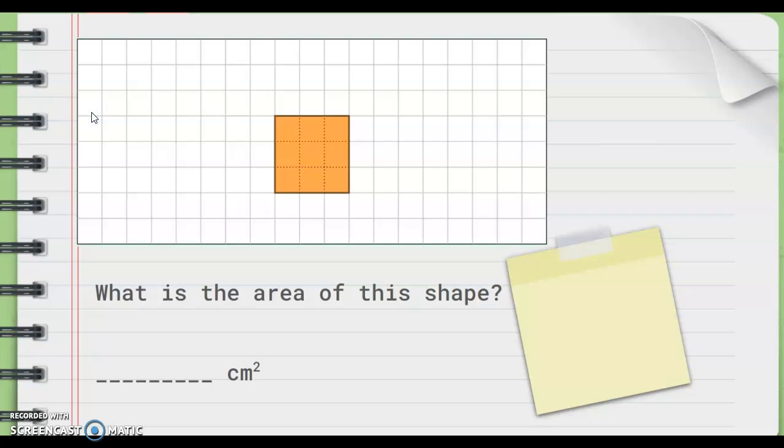Take a look at this figure. What is the area? Remember, you can multiply length against width, or you can add all of the squares together to find the area. So what is the area of this shape? If you said 9 centimeters squared, great job, because you could multiply 3 centimeters by 3 centimeters, or you could count 1, 2, 3, 4, 5, 6, 7, 8, 9.